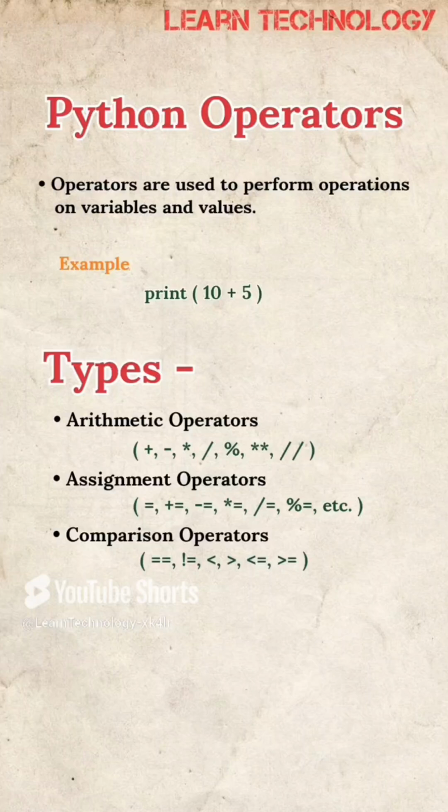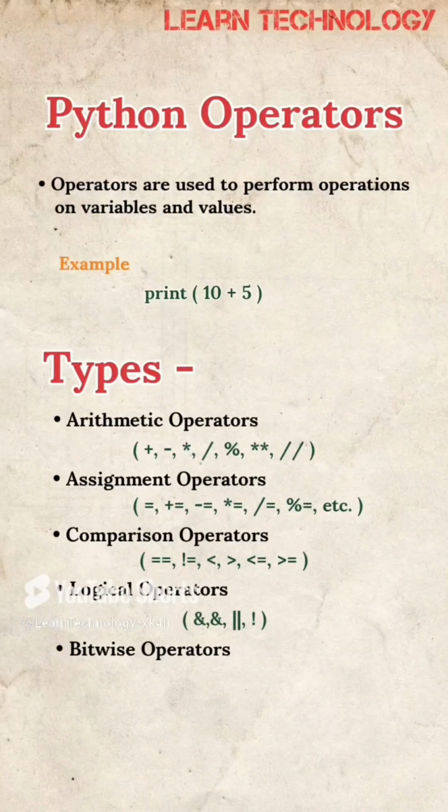Next one is comparison operators. Comparison operators are used to compare two values. Next is logical operators. Logical operators are used to combine conditional statements. Last one is bitwise operators. Bitwise operators are used to compare numbers.